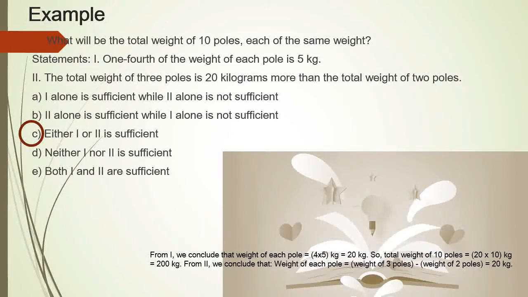From 1, we conclude that the weight of each pole is equal to 4 into 5 kilograms, that is 20 kilograms. So the total weight of 10 poles would be 20 into 10 kilograms, that is 200 kilograms. And from 2 we can also conclude that the weight of each pole is equal to the weight of 3 poles minus the weight of 2 poles, that is 20 kilograms.